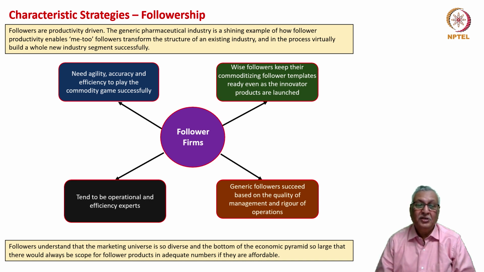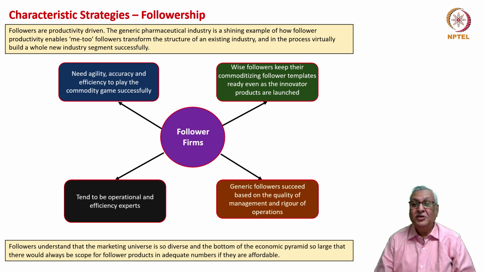They need agility, they need precision and accuracy and efficiency to play the commodity game successfully. They have got to standardize on SKU units and they have got to play on the margins. Even if it is a 5-cent margin, they should compensate by having huge volumes for that 5-cent product.